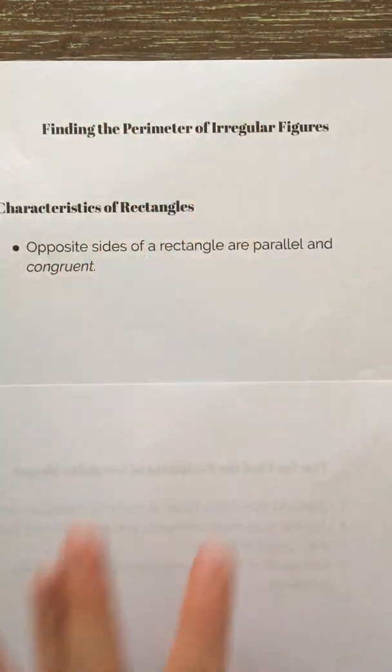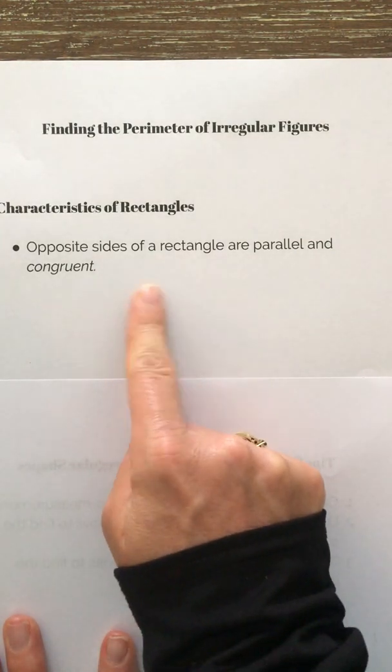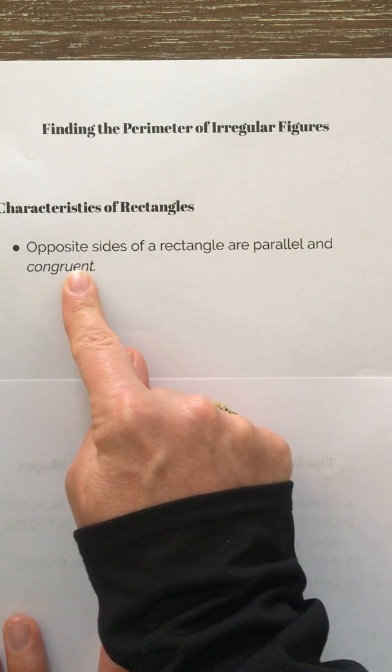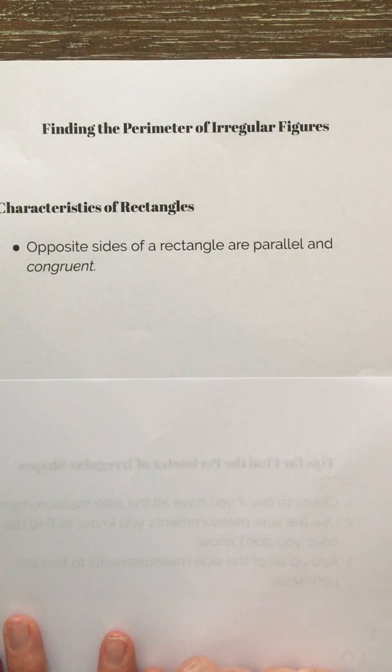So one characteristic of a rectangle that's going to help you with today and that you should remember is that opposite sides of a rectangle are parallel and congruent. Okay, this congruent, it means opposite sides are going to be equal.